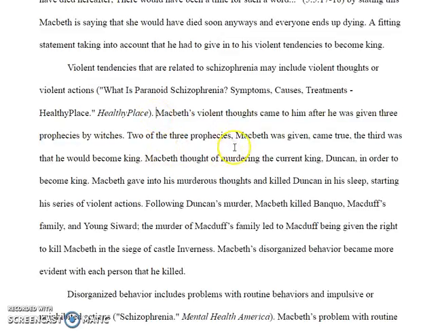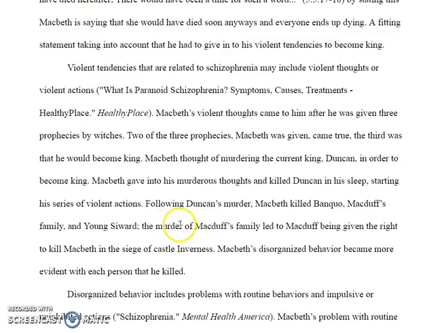2 of his 3 prophecies, no comma, Macbeth was given, no comma, came true, comma, but the 3rd was that he would become king. He thought of murdering the current king in order to become king. He gave into his murderous thoughts and killed Duncan in his sleep, which started his series of violent actions. I think what's more violent is what comes after he becomes king, also based on his prophecy.